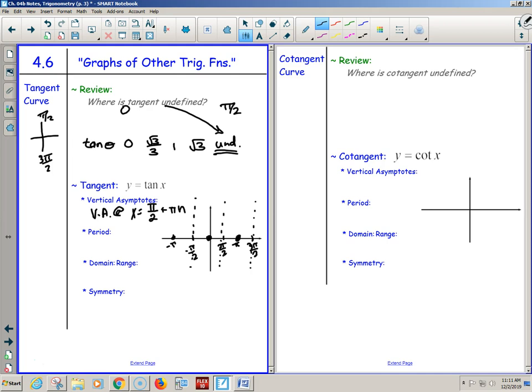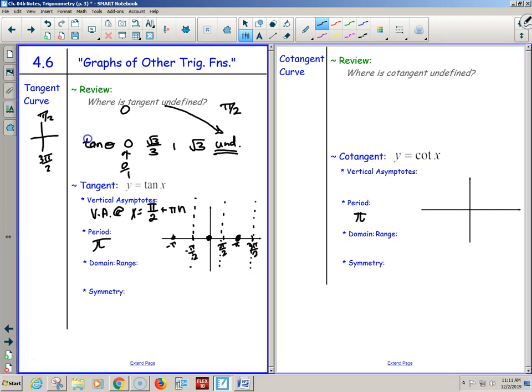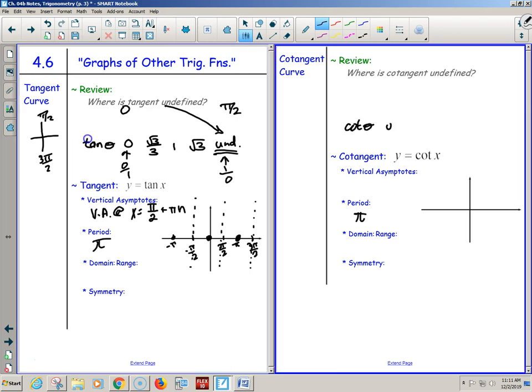Anything else? Do you guys realize that everything is pi away from itself? The zeros are pi away. The vertical asymptotes are pi away. That's weird with tangent. And actually cotangent is super similar, except cotangent flips this guy, right? So this guy comes from 0 over 1. This guy comes from 1 over 0. Cotangent, if I was to do that to the table, would be backwards.